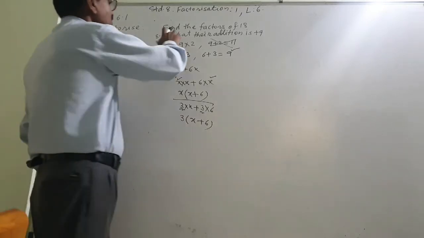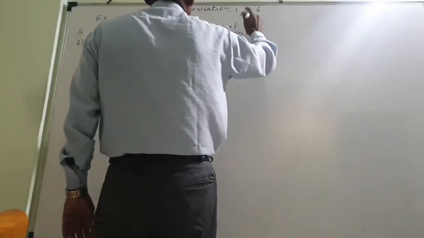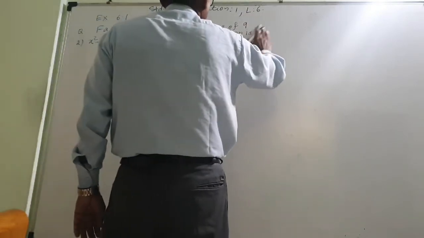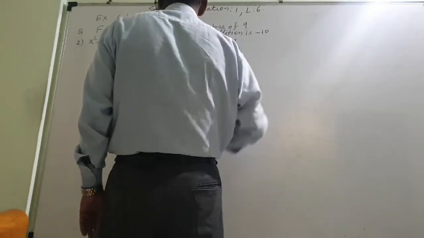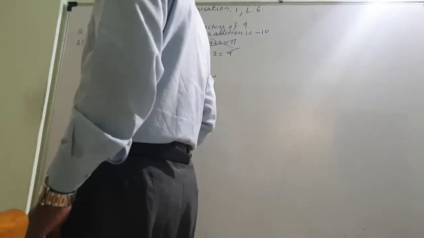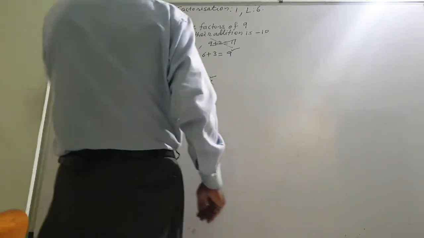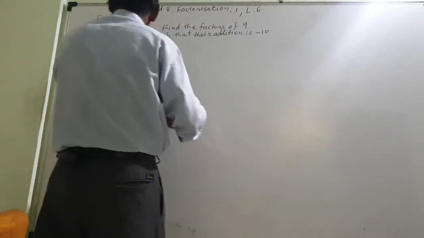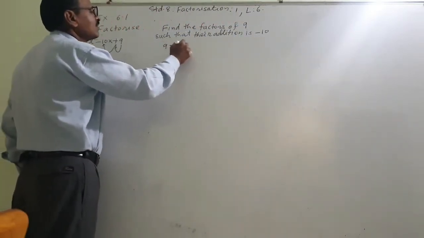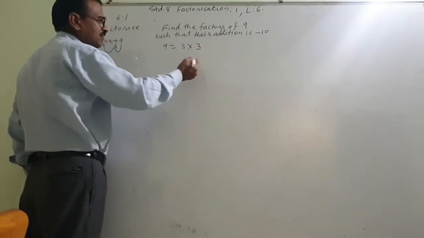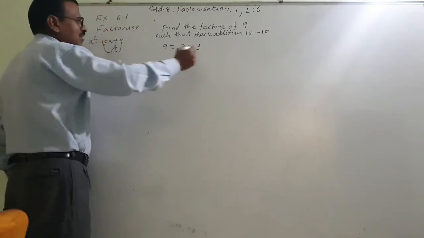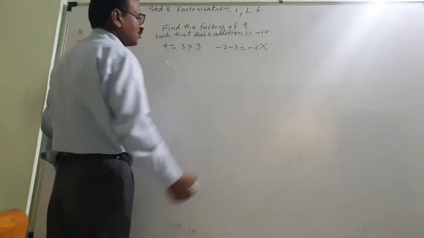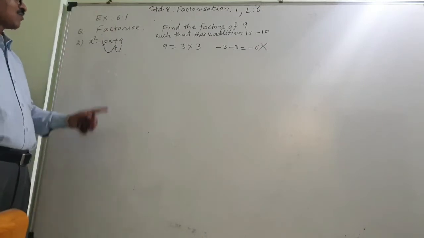Always do this. So here I will change this: find the factors of 9 such that their addition is minus 10. Okay, addition I want, and that addition should be minus 10. So 9 factors: 9 is equal to 3 into 3. If I want the addition to be negative, if I take minus 3 and minus 3, that will become minus 6 and it won't do, because I want the addition to be minus 10.